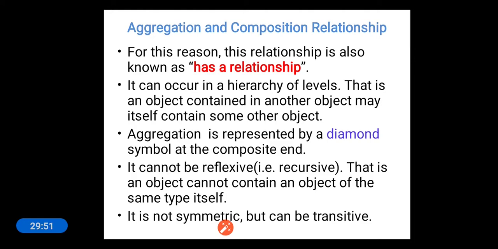And this aggregation is generally represented by a diamond symbol at the composite end, that is, towards which the composite object is there. In that end we use the diamond.